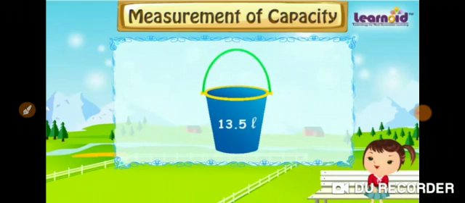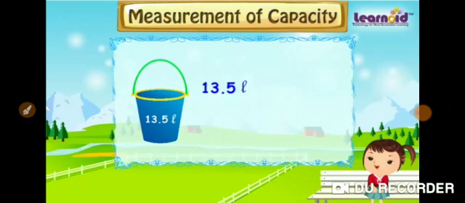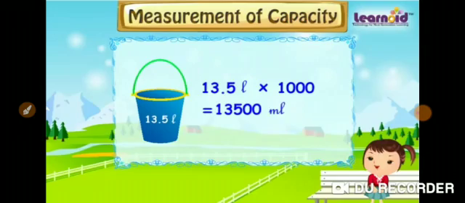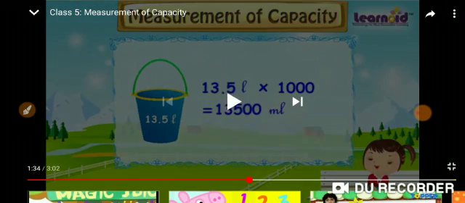Now say for example, we have got 13.5 liter of water and we want to convert it into milliliters, and we want to see how much of milliliters it is. So what will we do? Right, we will multiply it by 1000, and what will be the answer? 13,500 milliliter. So that's how we do the conversions.